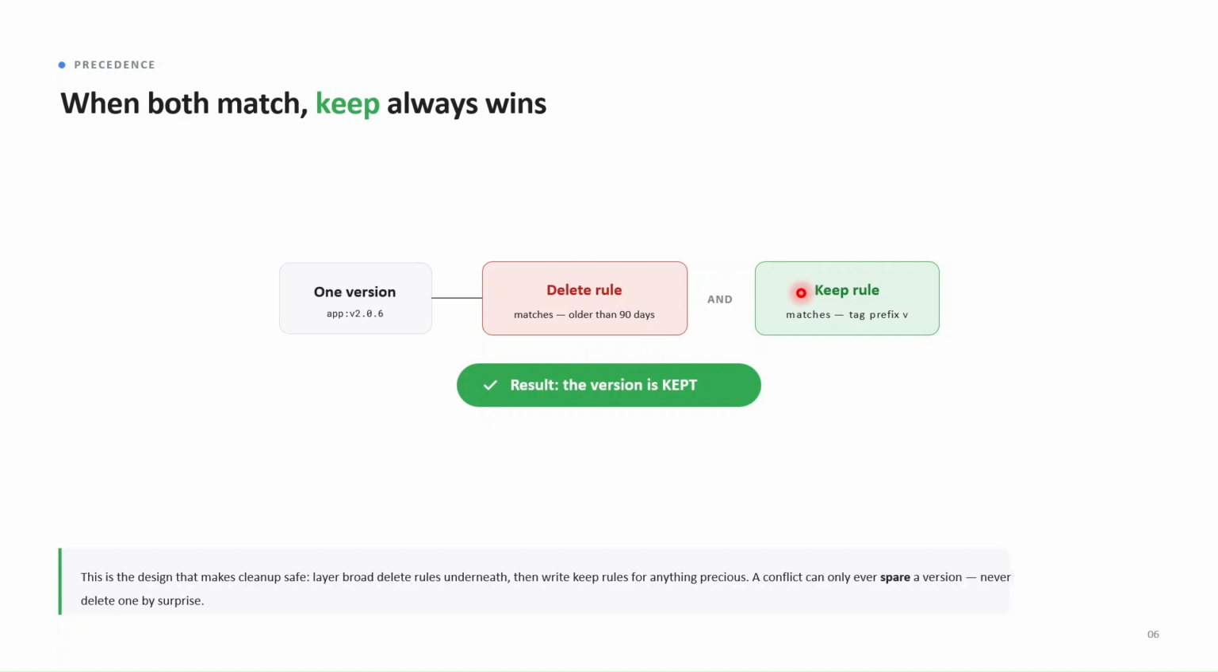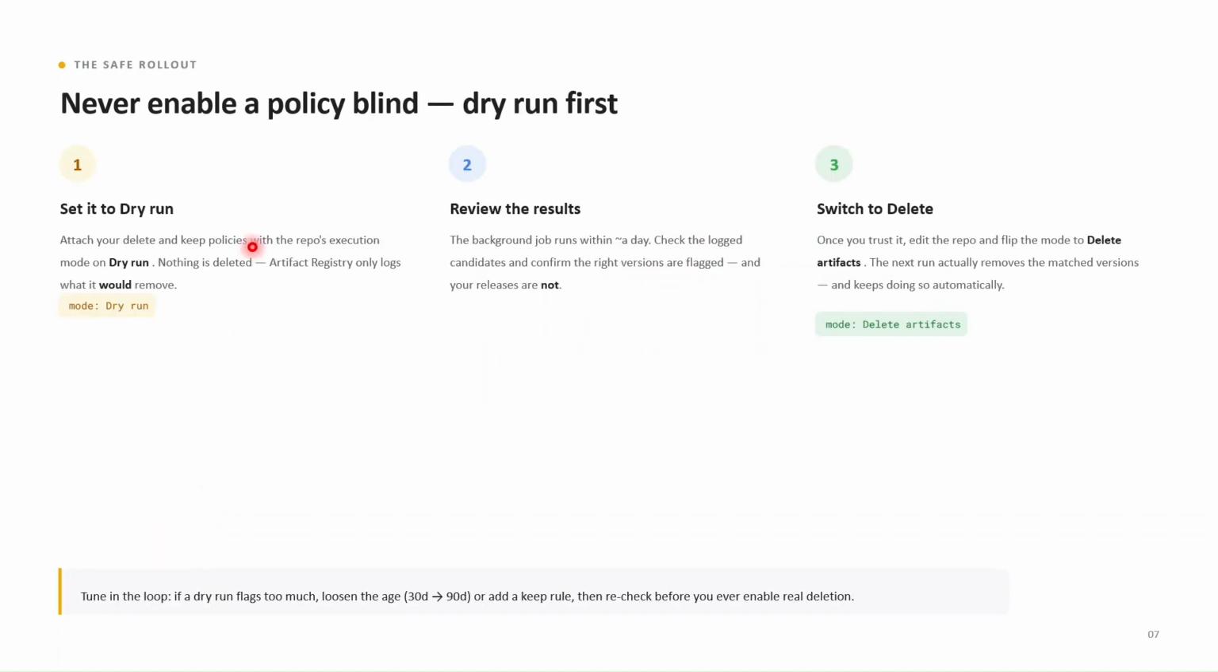So delete will always lose if we have a keep rule. After that, never enable a policy blind. Always use a dry run first. So set it to dry run. Attach your delete and keep policies with repo execution mode set to dry run.